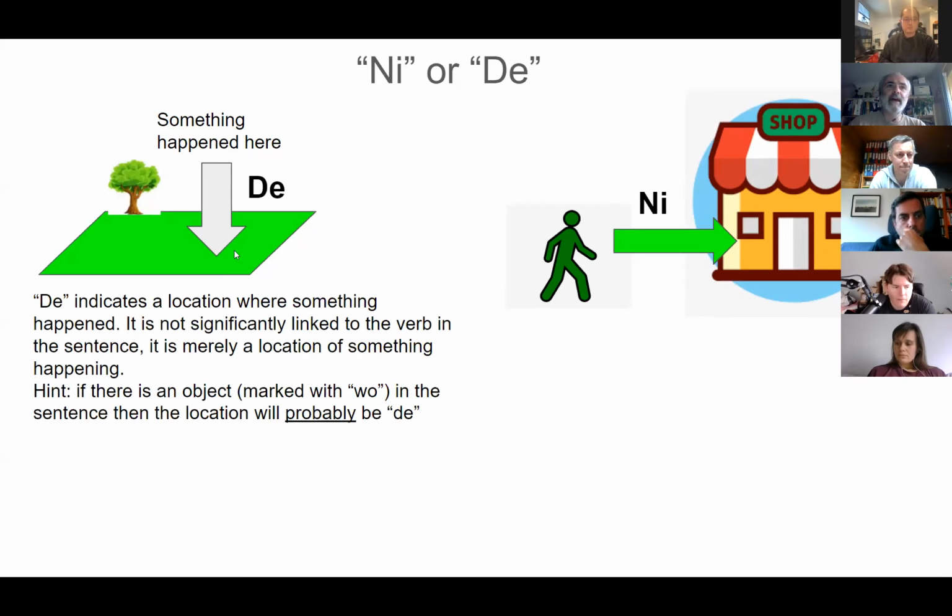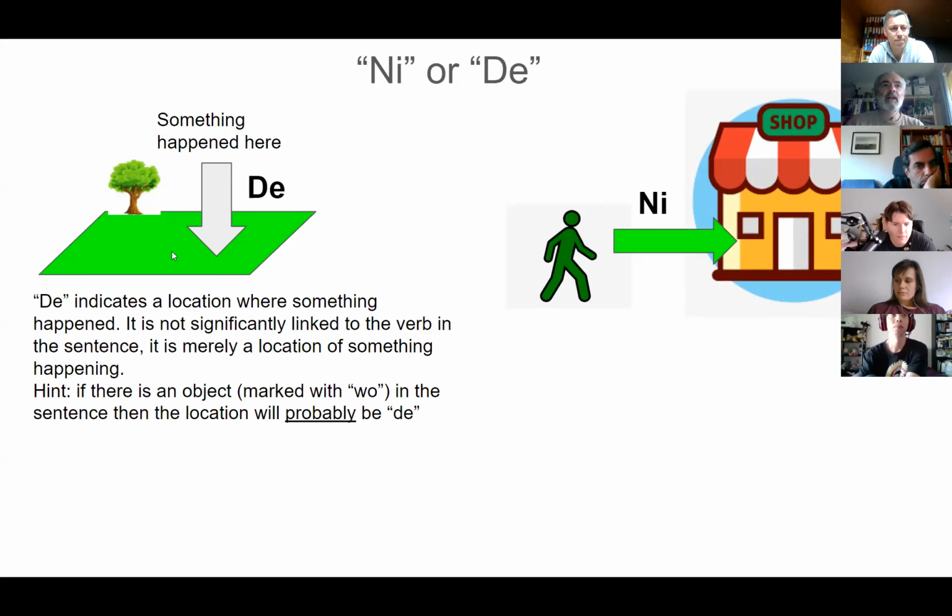So with de, we should visualize this as just imagining that something happens somewhere, and it's not really that important where it happens. So de indicates the location where something happened. It's not significantly linked to the verb. So the verb could take place anywhere. It's got no relevance to the location. It's merely a location of something happening.